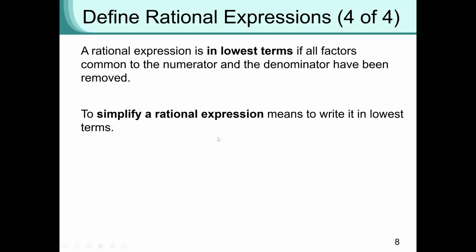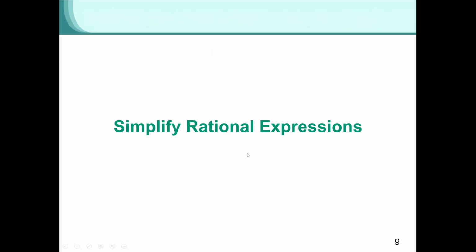So to simplify a rational expression simply means that we have to write our final solution in its lowest term. So we keep cancelling. If there's a division, we use the division rule for fractions. If there's a multiplication, we use the multiplication rule. If it's addition or subtraction, we have to use the rules for that also. So now the next step is simplifying rational expressions.